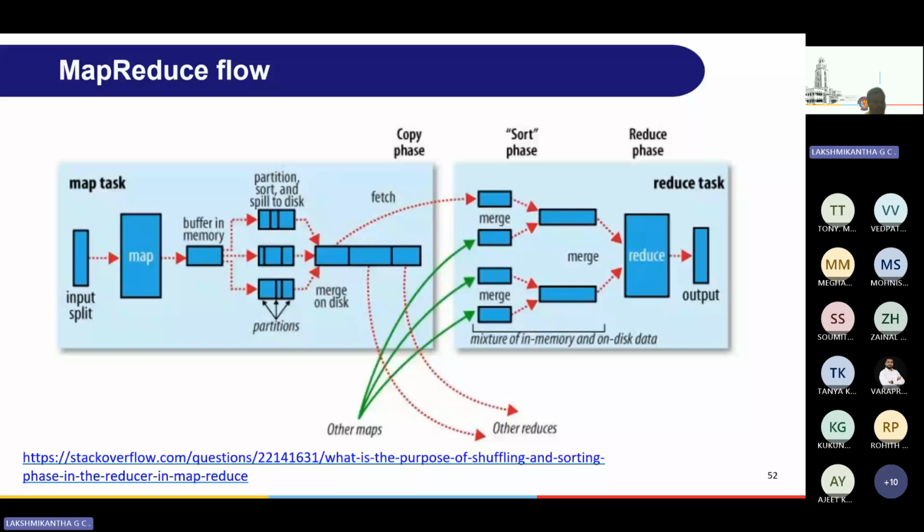Look here. On the left side we have the mapper task. Here we have the input split, and it is feeding into the mapper function. The map function produces intermediate key value pairs. These pairs are buffered in memory every time. When the buffer is full, it is spilled to disk. Once it is full, it goes back to the disk. See here, spilled to disk is mentioned. This is where the partition, sort, and spill to disk phase happens.